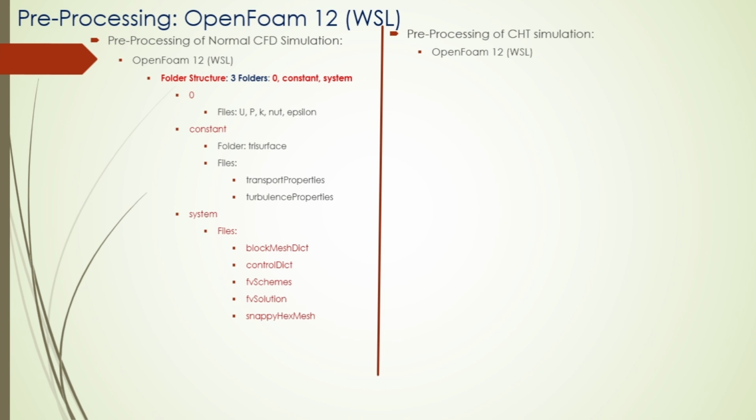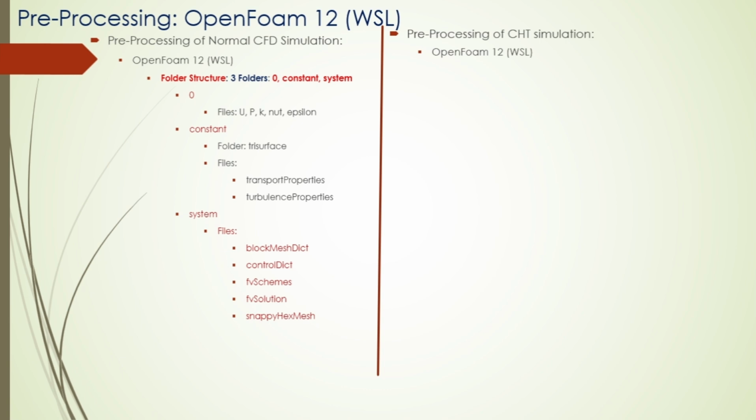And other files include the finite volume schemes and solutions, and then snappyHexMesh. This is the file where the details of meshing, refinement, and other details are listed. So this folder contains all these files. Based on the model's requirements, the file list may change. So this is the folder structure for normal CFD simulation.